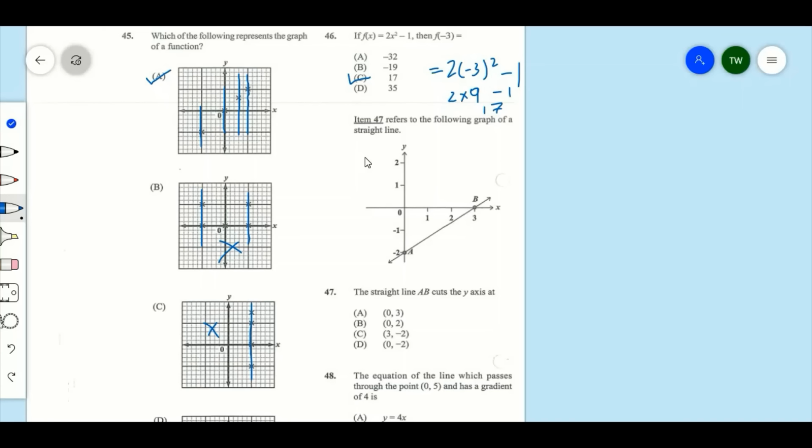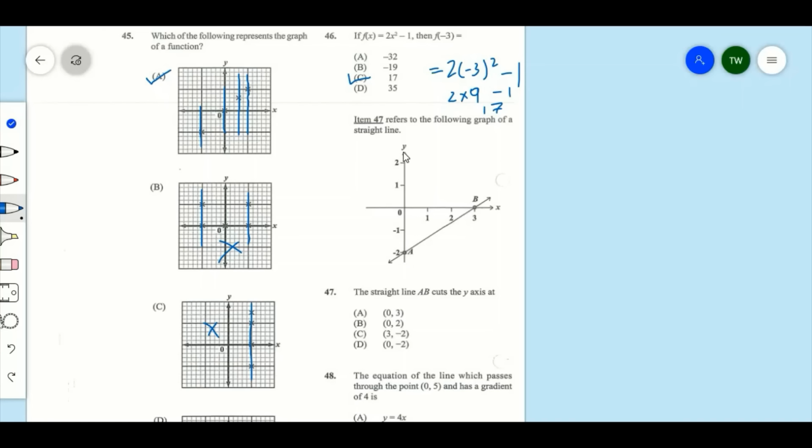Item 47 refers to the following graph of a straight line. Here we have a straight line and we have 2 points, point B and point A. Now 47. The straight line AB cuts the y-axis at, now when you look at this point here, the graph cuts the y-axis at negative 2.